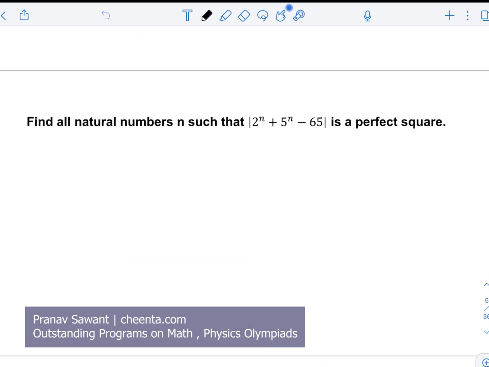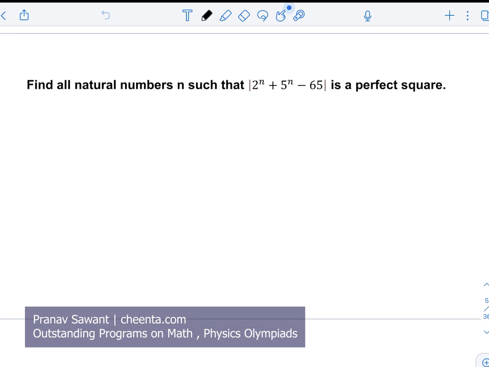So we need to find all natural numbers n such that the modulus of 2 raised to the power n plus 5 raised to the power n minus 65 is a perfect square. So this is the equation given to us, and this needs to be a perfect square. How exactly are we supposed to work with this? Well, obviously it's a number theory problem. Most likely we're going to need some ideas of congruence modulo.